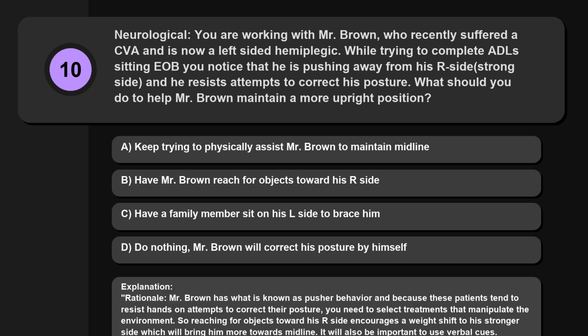Rationale: Mr. Brown has what is known as pusher behavior, and because these patients tend to resist hands-on attempts to correct their posture, you need to select treatments that manipulate the environment. So reaching for objects toward his R side encourages a weight shift to his stronger side, which will bring him more towards midline. It will also be important to use verbal cues. Source: Occupational Therapy for Physical Dysfunction, page 1025.